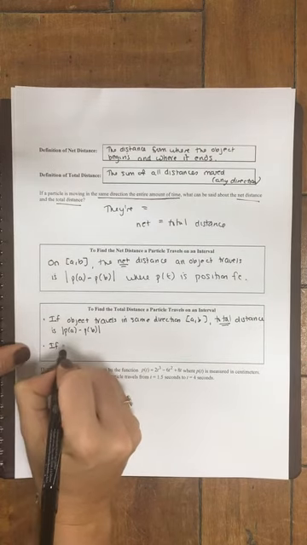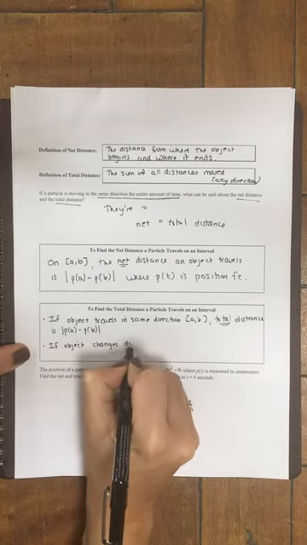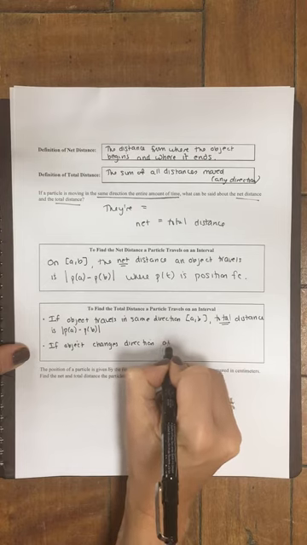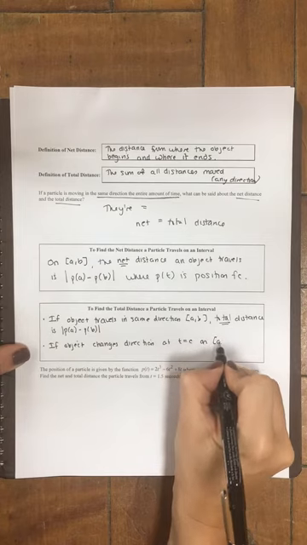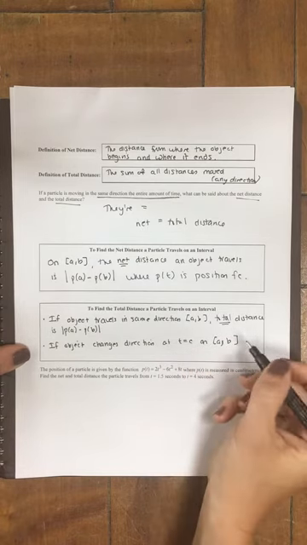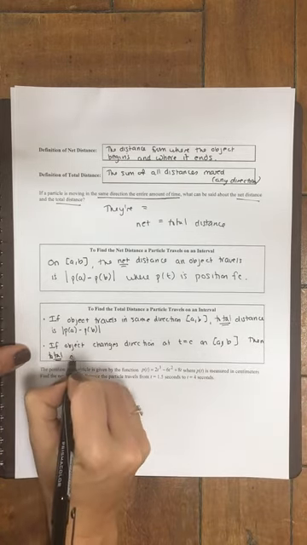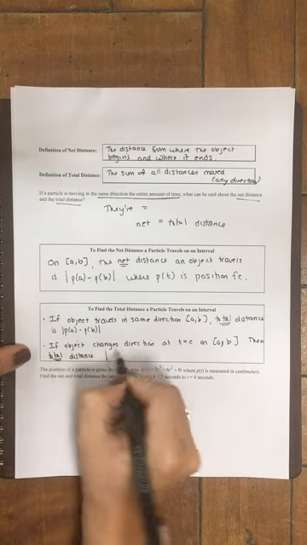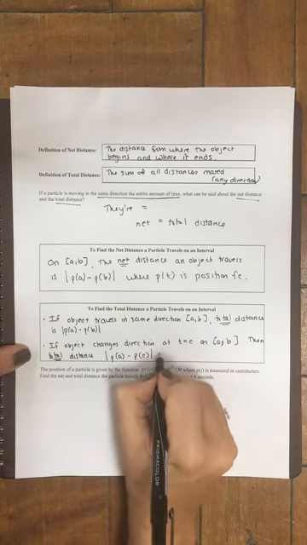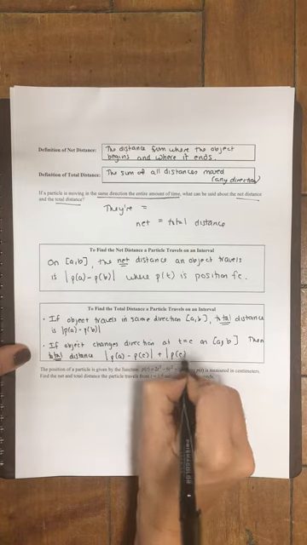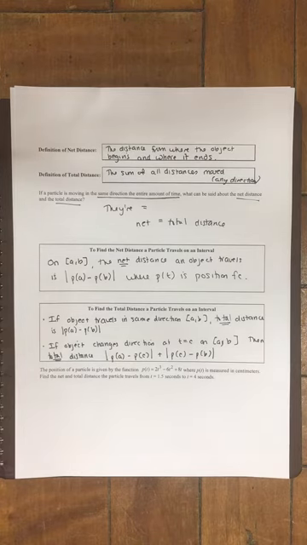Now, if the object changes direction at, say, time c seconds, within this interval a comma b, then total distance is the absolute value of P of A minus P of C, plus the absolute value of P of C minus P of B. That would be your total distance.